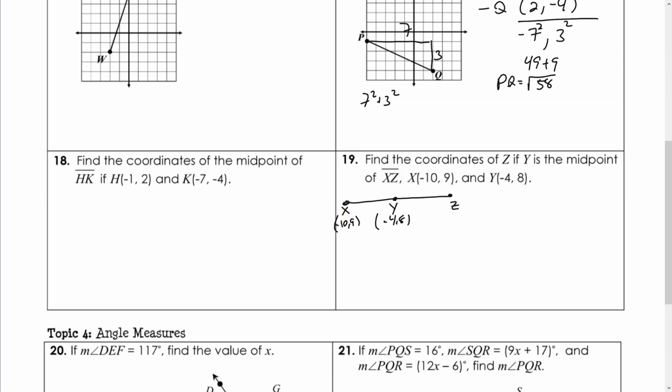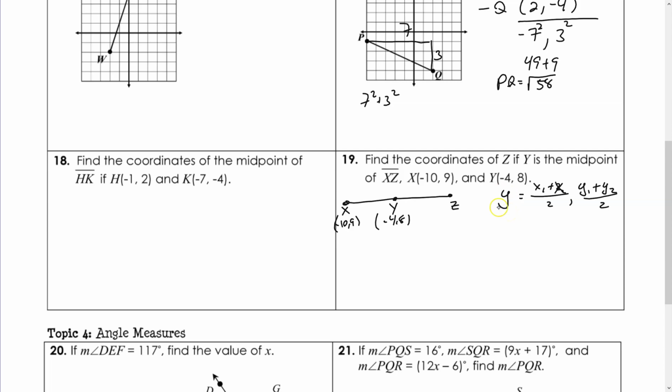And if you remember the formula, it said that the midpoint is (x1 plus x2) divided by 2 for the x coordinate, and (y1 plus y2) divided by 2 for the y coordinate. Now, the midpoint, technically, well, that's Y.